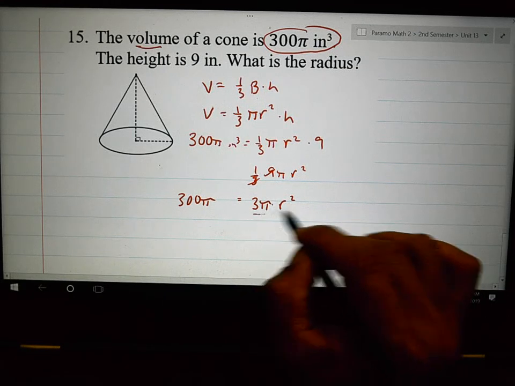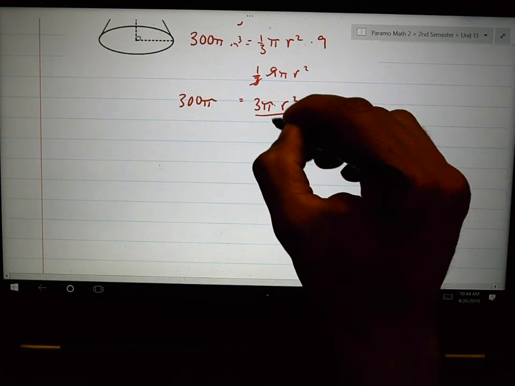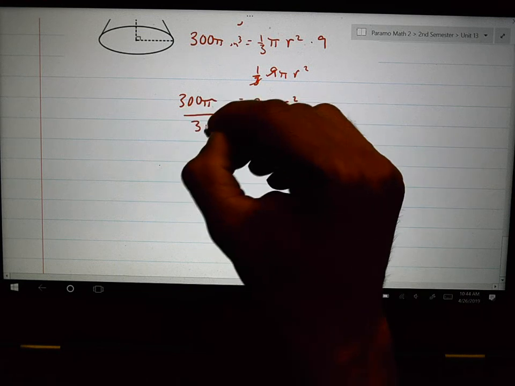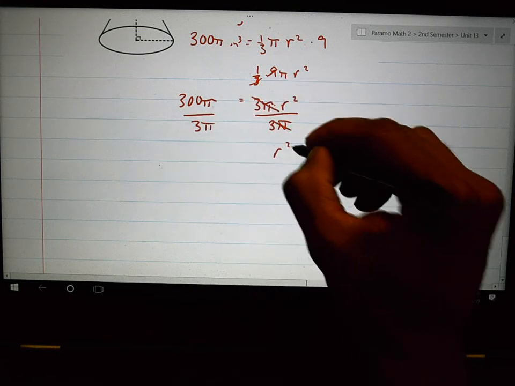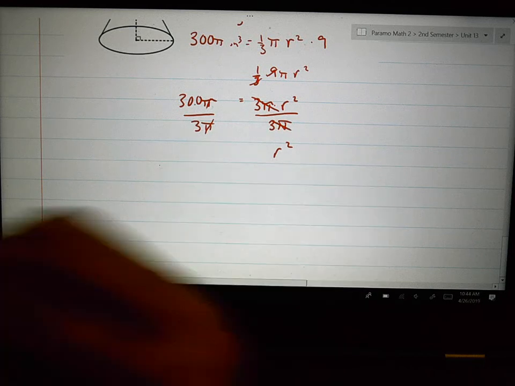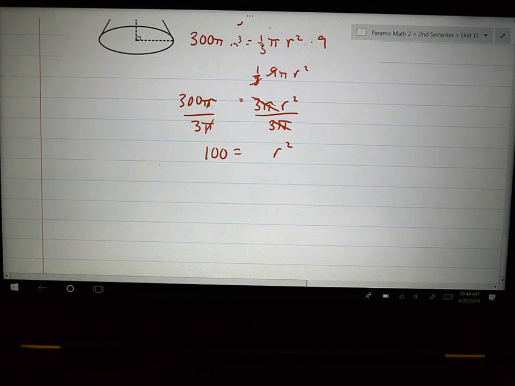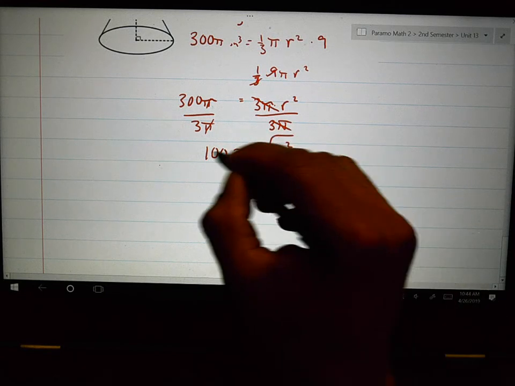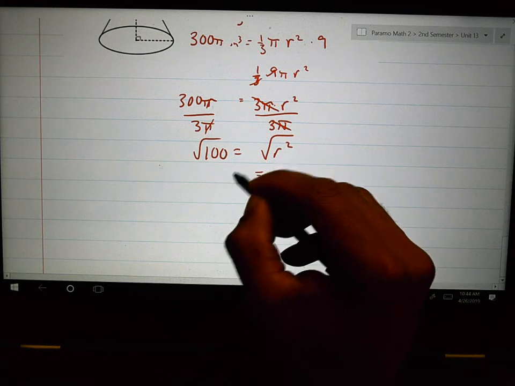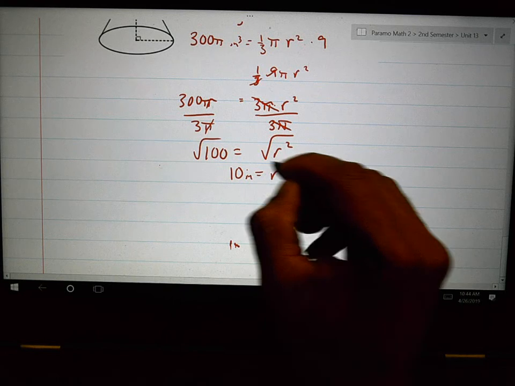So the opposite of multiply is divide. I'm going to divide both sides by 3 pi. Pi goes into pi 1 time. 3 goes into 300 100 times. Then I square root to get the r by itself. The square root of that, something times itself, is 10 inches for our answer.